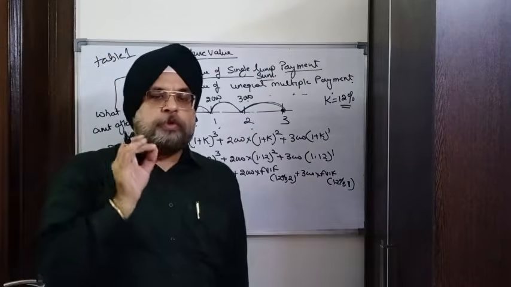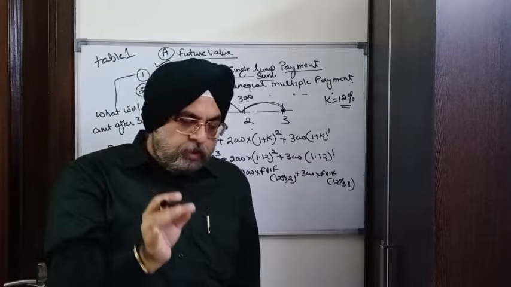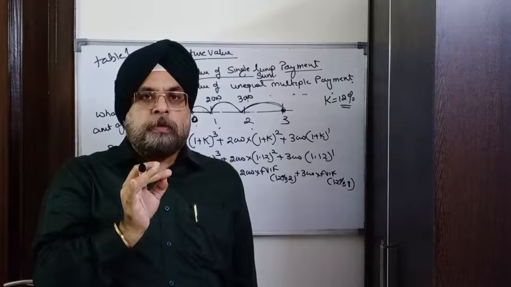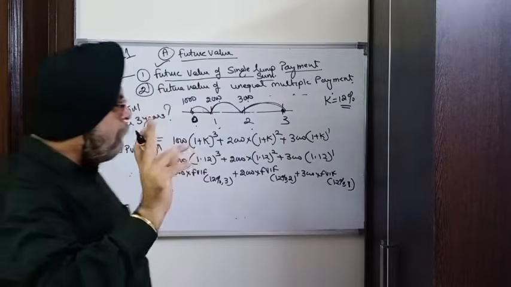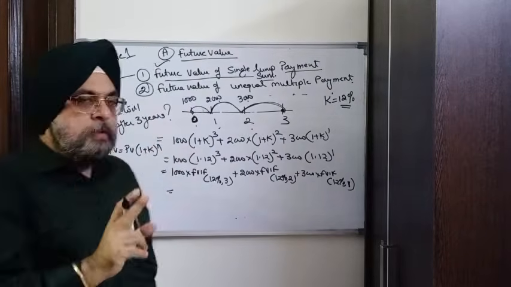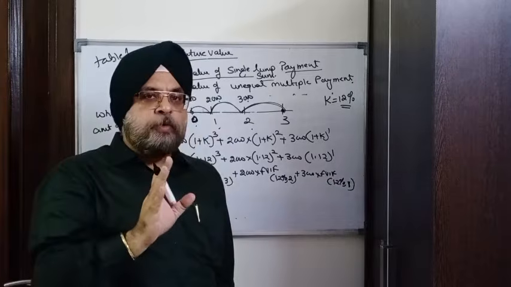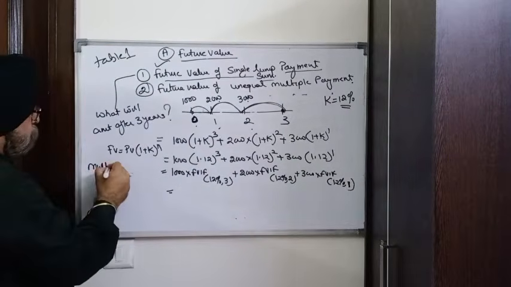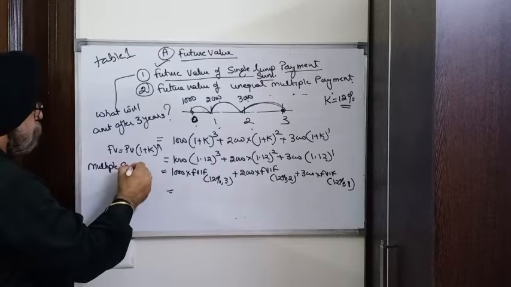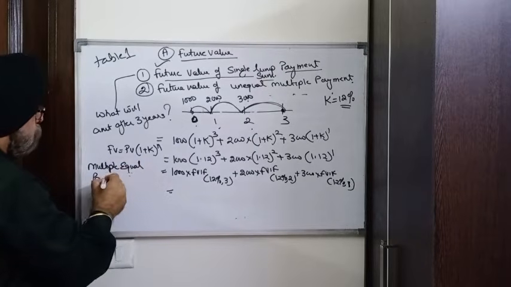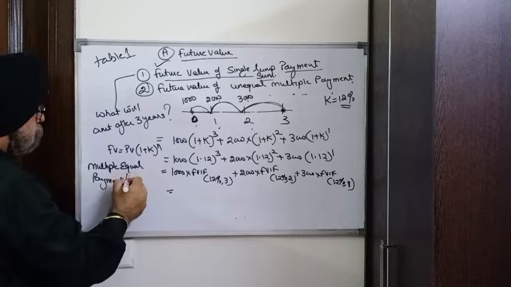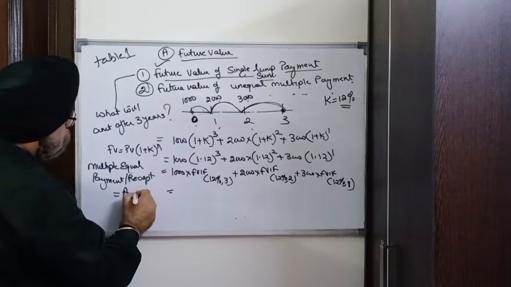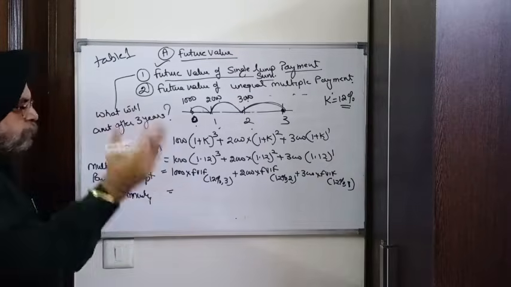We will always use table number 1 if there is a single payment or multiple unequal payments for future value. For table number 2, we will use it when there is an annuity. Annuity means multiple equal cash flows, multiple equal payments or receipts. Annuity will be coming in the next video.